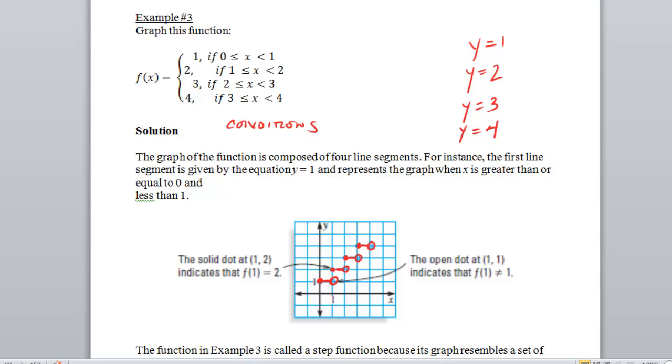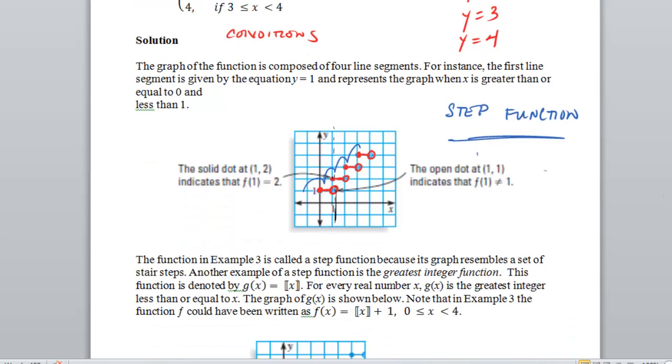Now, the net effect of this is it creates this staircase looking effect. And since it does, we call this a step function. So whenever you have these little horizontal pieces that create stair steps, we're going to call this a step function. Now it's very important that you do the open dots and the closed dots in the correct place so that it would pass any particular vertical line test. Okay, so go ahead and try.